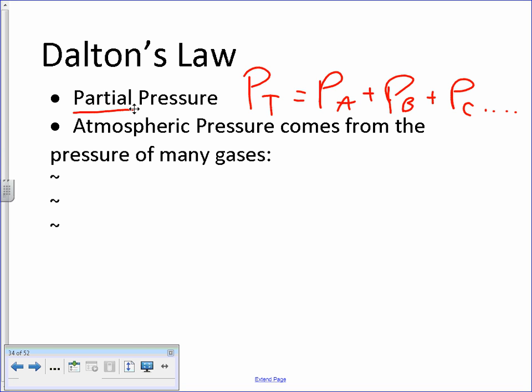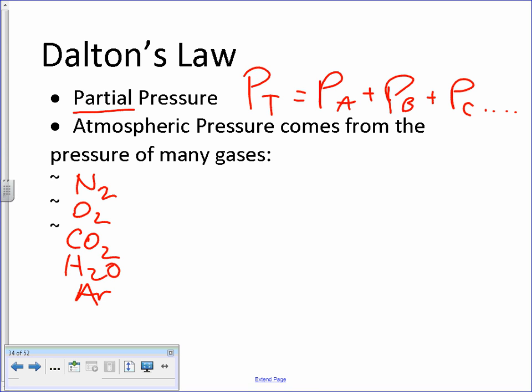So, what are all the gases in the atmosphere? Ty, what's one of them? No, don't tell me yet. Somebody give me one. Nitrogen. Give me another one. Oxygen. Give me more. Water vapor. Give me more.